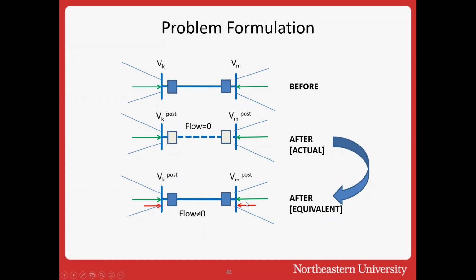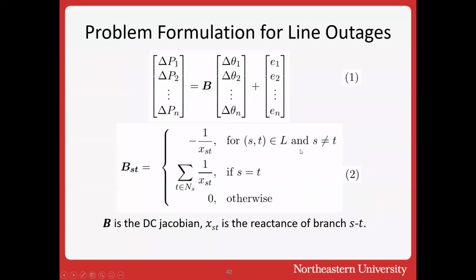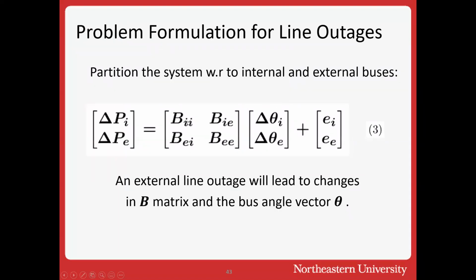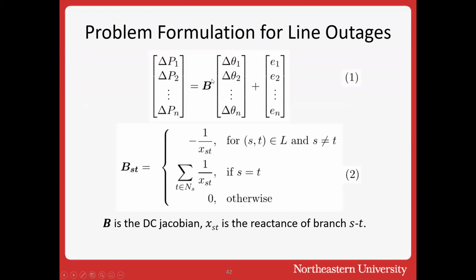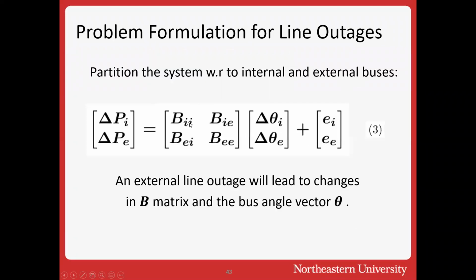But this nice equivalent helps us to formulate the problem in a simple way. So this is the set of equations. This is a DC Jacobian. As I said, I'm going to skip this. And then you can partition this equation. You can partition this B by defining a set of buses as your internal buses and a set of buses as your external buses, and then collecting them and partitioning the B matrix, DC matrix like this.